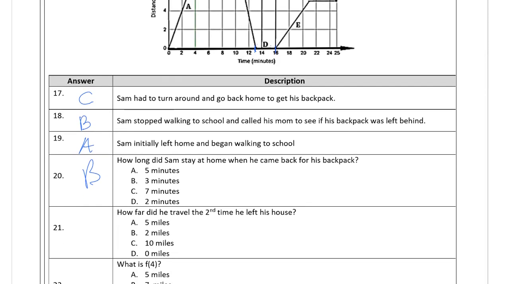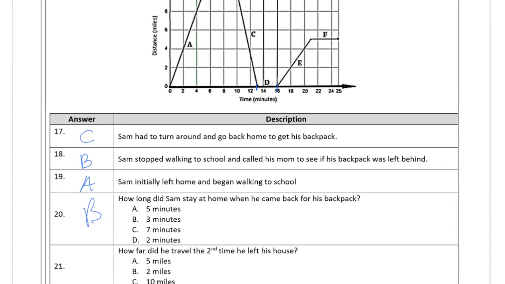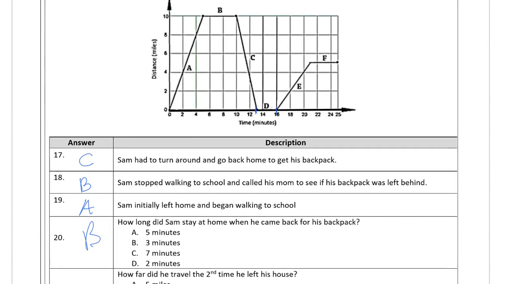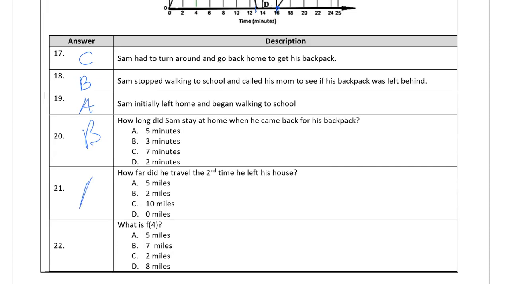How far did he travel the second time he left his house? Well, here's the first time I made my call, I came home, hung out at home, and then here's where I left the second time. So, if we're looking for how far he traveled, we started at a distance of 0, and then we traveled to here. So it looks like, well, we're in between 4 and 6, so that would be 5 miles.